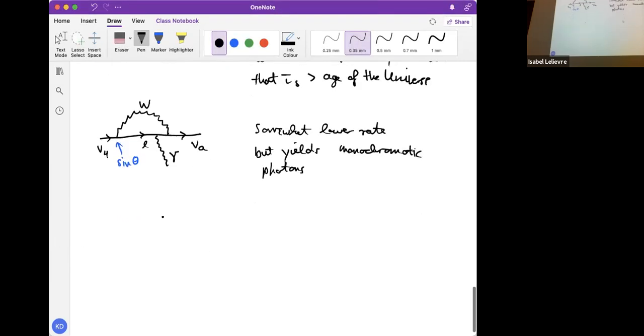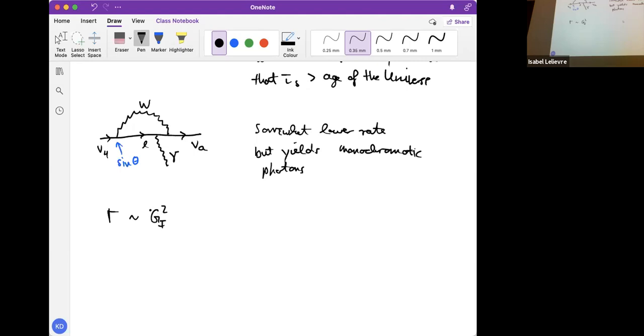Now, the rate for this process can be computed. I'm not going to go through the detailed derivation here, but you can already guesstimate the dependence that we are going to have. So there is a W boson here. So probably this is somehow going to be proportional to the Fermi constant squared. But we want to compute a rate, so it has to have mass dimension 1. So something needs to set the dimensions right.